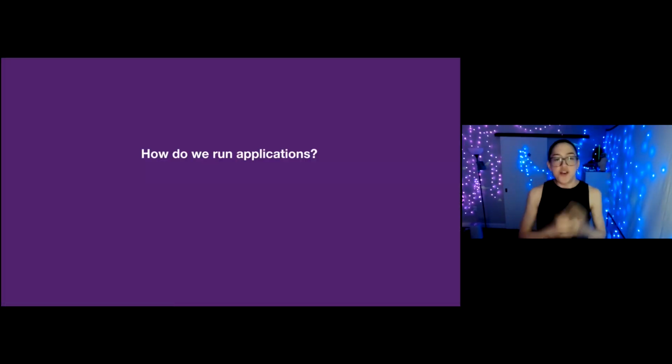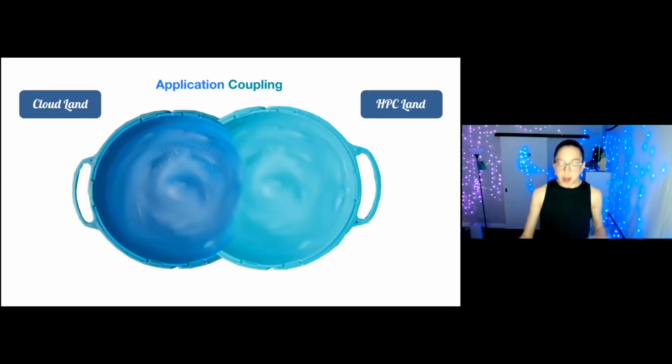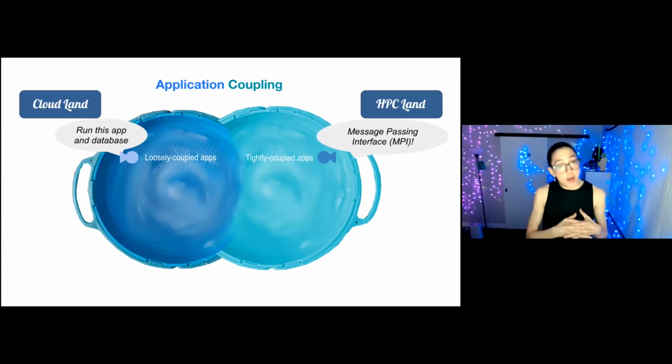So our next logical question was, okay, we have our workload manager. Now, how do we run applications? Let's go and talk to some fish in that bay. How are these cloud and HPC apps actually different? First, looking at application coupling. In cloud, we have very loosely coupled apps. In HPC, we have very tightly coupled apps, and we'll talk more about what that means later in the talk.